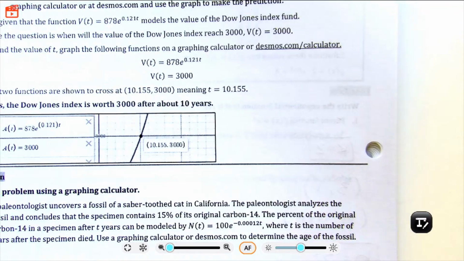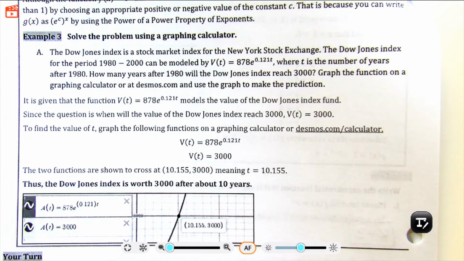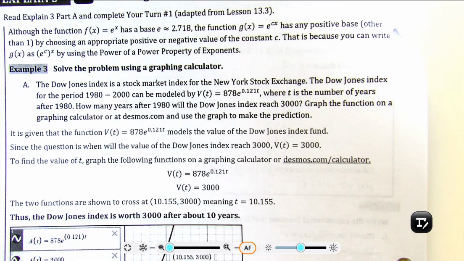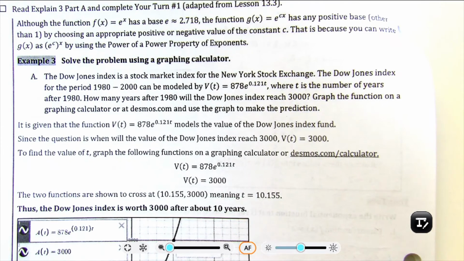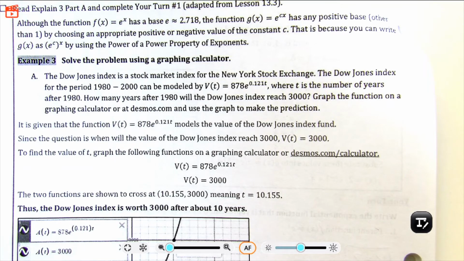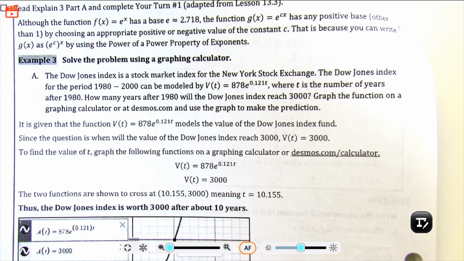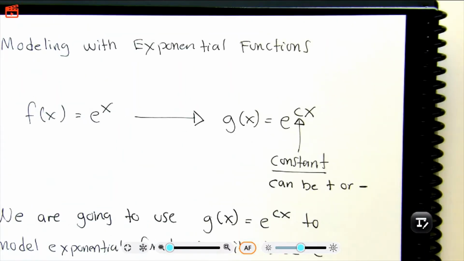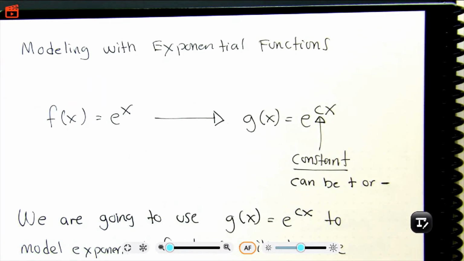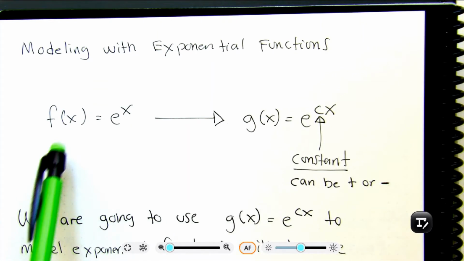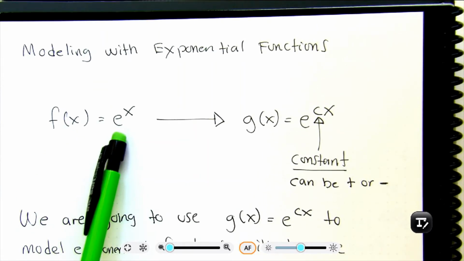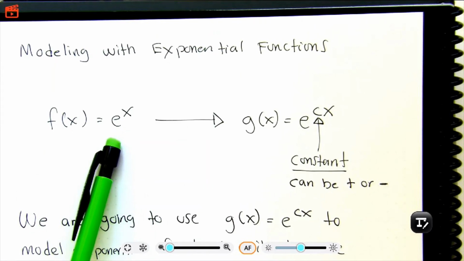So we did talk about modeling with exponential growth functions and exponential decay functions, but now let's look at how we could model with the base e. So remember that this is our parent function, f of x is equal to e to the x power. And then the equation that we're going to use to model is this one. So g of x is equal to e to the cx power.